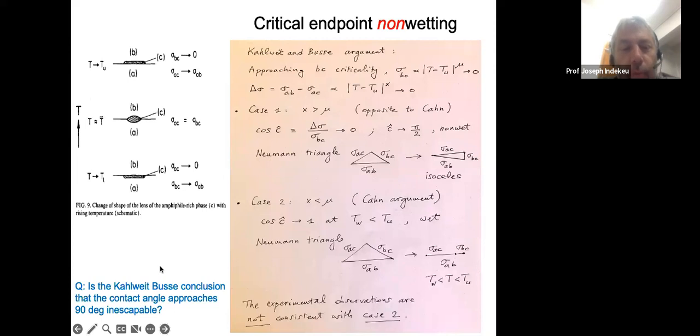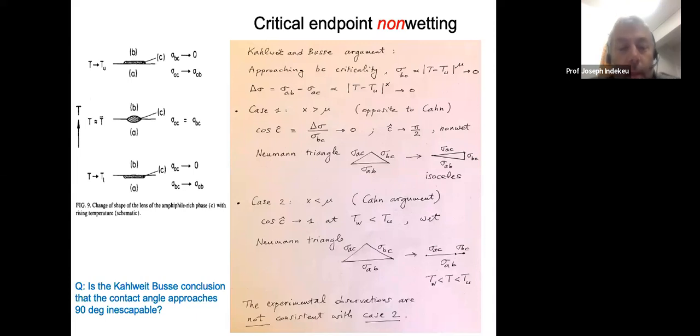Is the Cahn-Busse conclusion, by the way, they concluded using their observations to the best possible accuracy, using glasses or maybe some other means. They didn't report it in much detail, but they concluded that the contact angle that they observe is going to 90 degrees, here and also here in this other situation. So their conclusion is a 90-degree contact angle based on everything I've said so far.